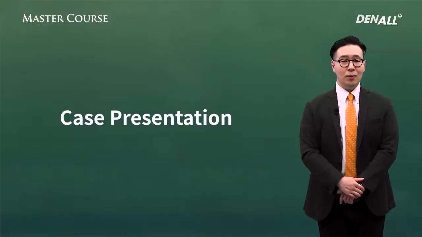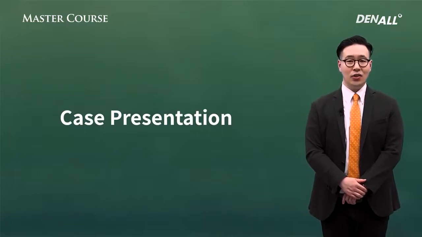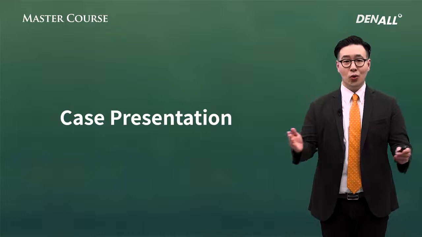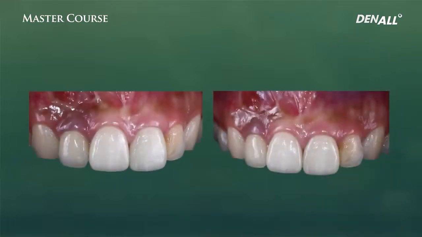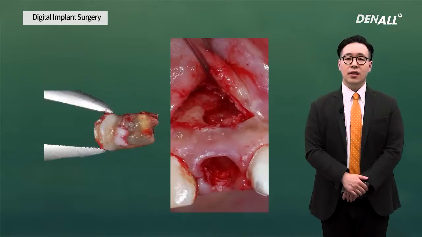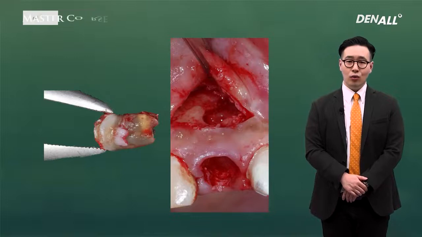Now, to utilize digital implant surgery, what would be the most appropriate indications at a basic level? The maxillary right lateral tooth has severe inflammation. Based on the patient's diagnosis and CBCT, severe external resorption is observed. After extracting the tooth root, the inflammatory tissues need to be removed.